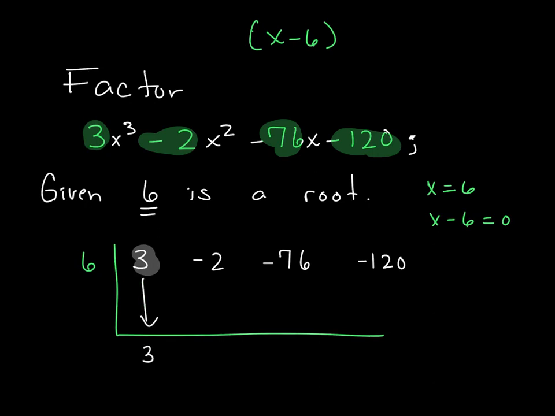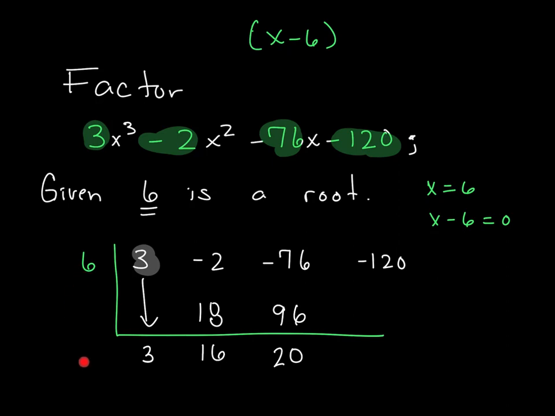Let's go ahead and start the process. The 3 comes down. Then I have 6 times 3, which gives me an 18. I add -2 and 18, and that gives me a 16. Now I take 6 times 16, and that gives me a positive 96. So then I have 96 plus a -76, which gives me 20, and that's a positive 20.